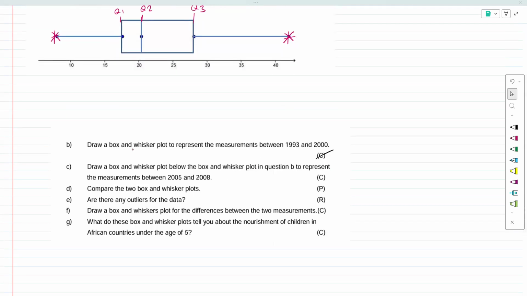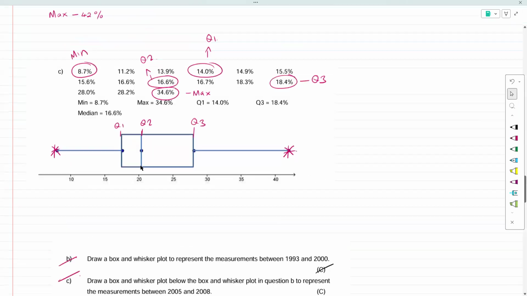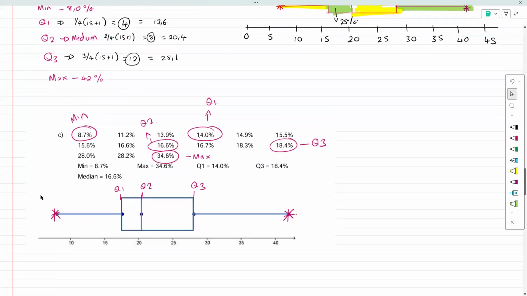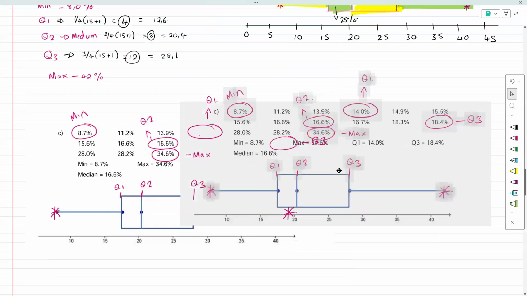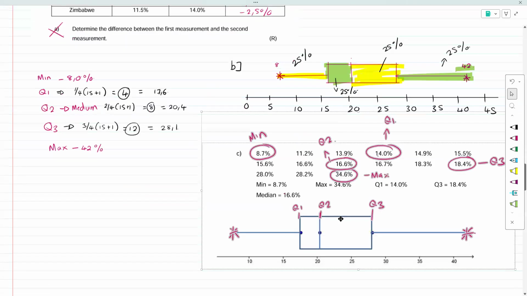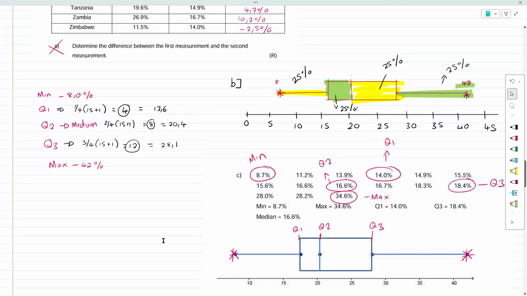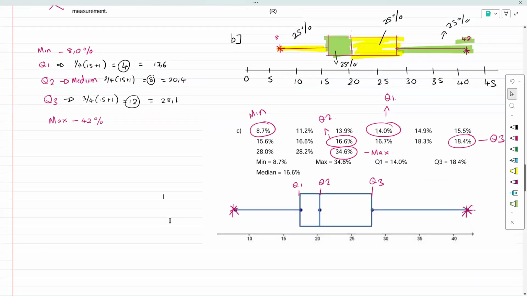They want us to compare the two box and whisker diagrams. Now, genuinely, their one looks a bit neater than mine, but that's not what we're comparing. What we're comparing is the skewness of the box and whisker diagrams, okay? Now, if I look at it, I want you guys to understand the second box and whisker diagram, 2005. So let's call this the 2005 box and whisker diagram. And this is the 1993 one.